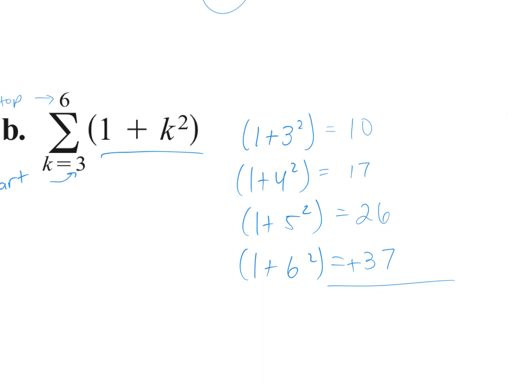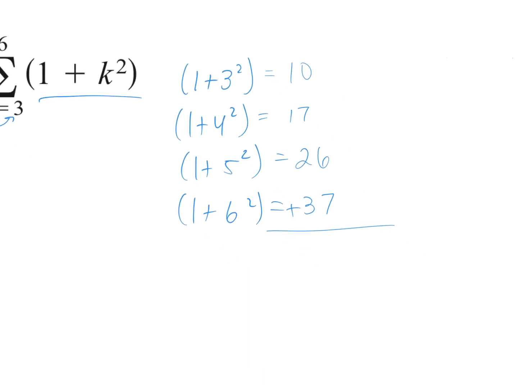What's 37 and 26? 63. Plus 10 is 73. Plus 17 is 90. There you go.